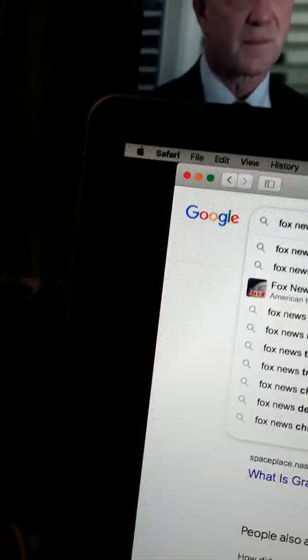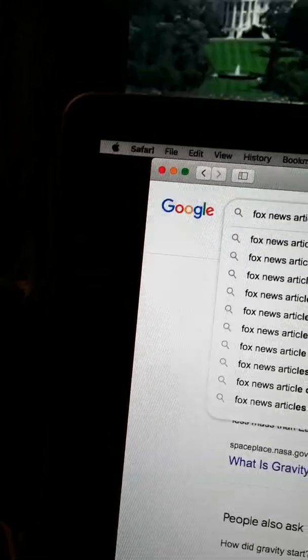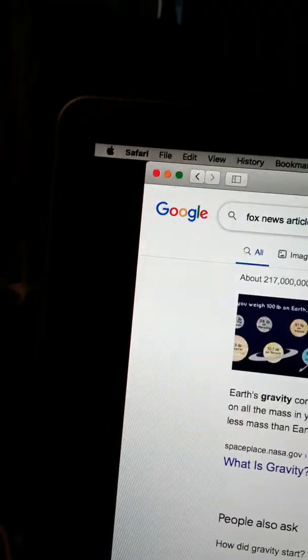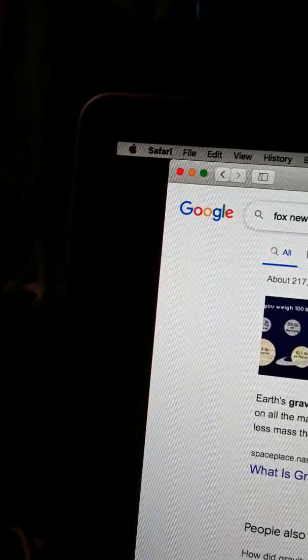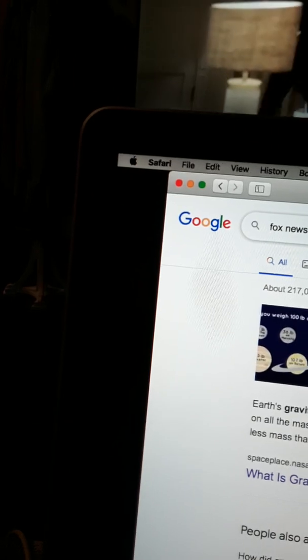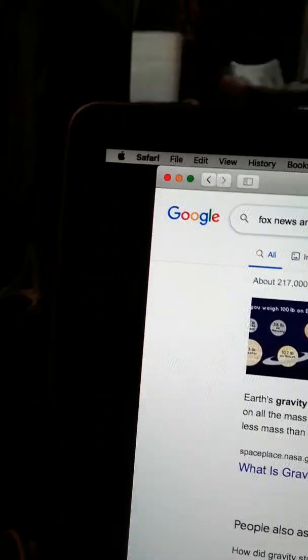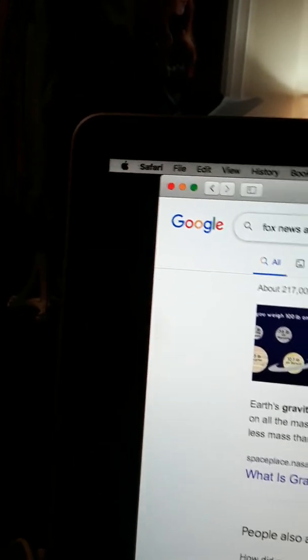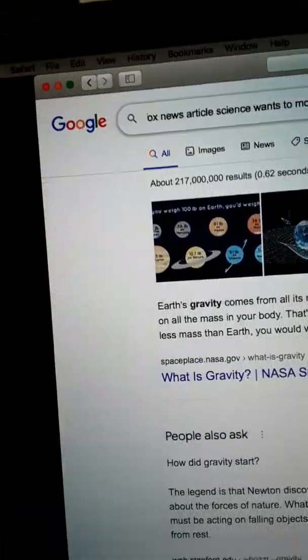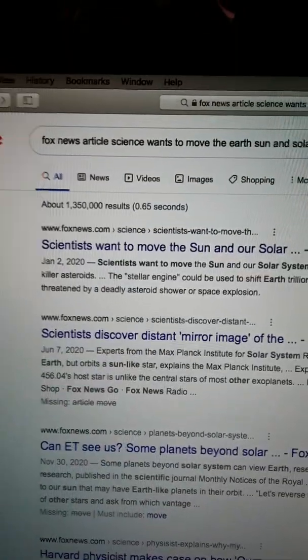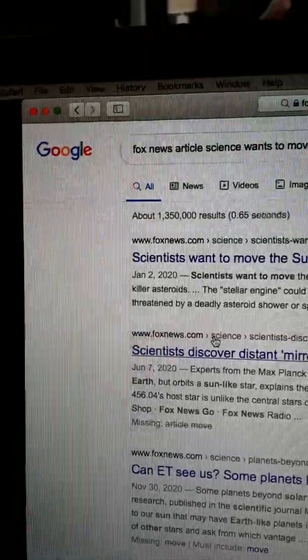Fox News article. Science wants to move the Earth. See, on my phone it would have come up by now. Sun and solar system to another. Let me just go with that and see if it comes up. Oh, yeah. That's the first one. I'm at your master Google.